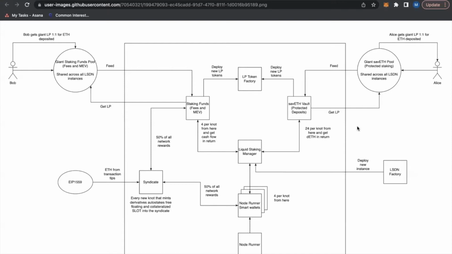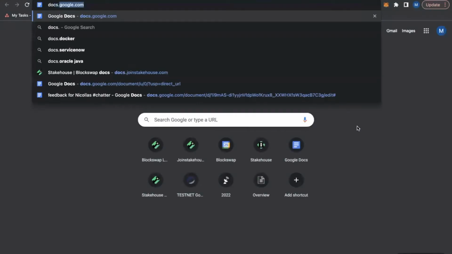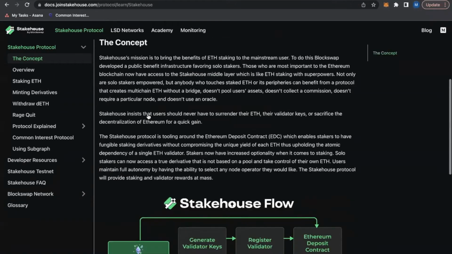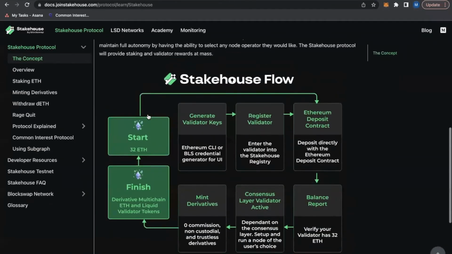So you need to burn your debt position in order to claw back the stake. Do you have any documentation or anything showing this flow, which is actually happening? Yeah, I believe so. Manul, you're sharing the screen. If you can go to docs.joinstakehouse.com. Oh, this is Stakehouse. Okay, wait a minute. It says generate the keys.